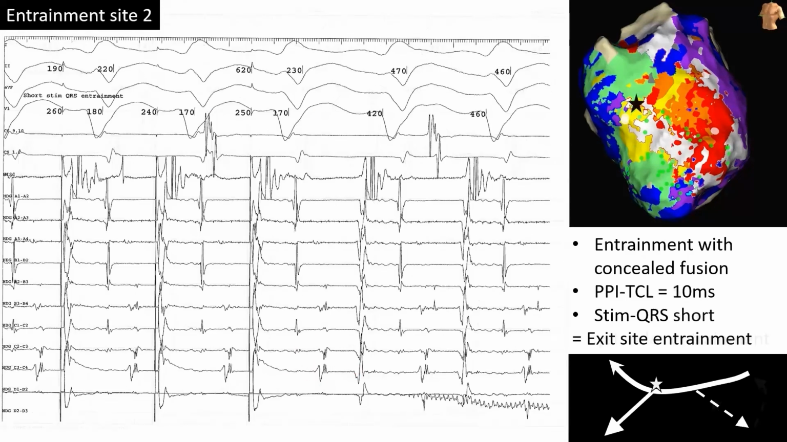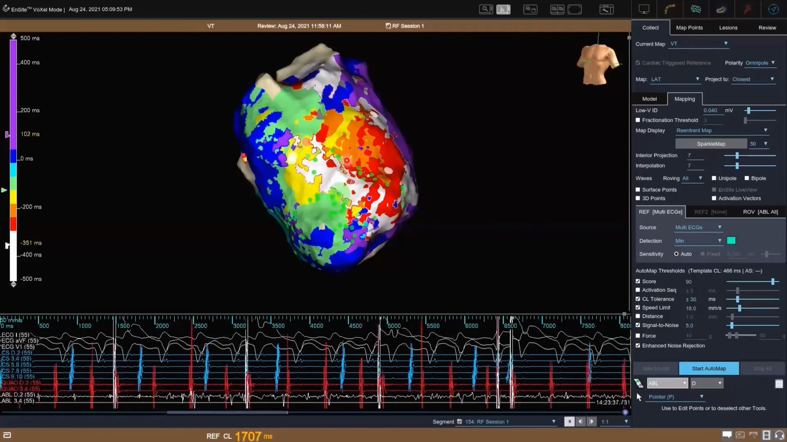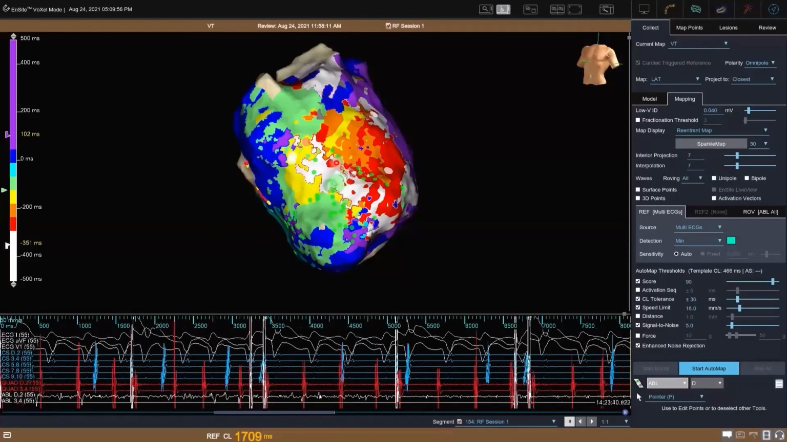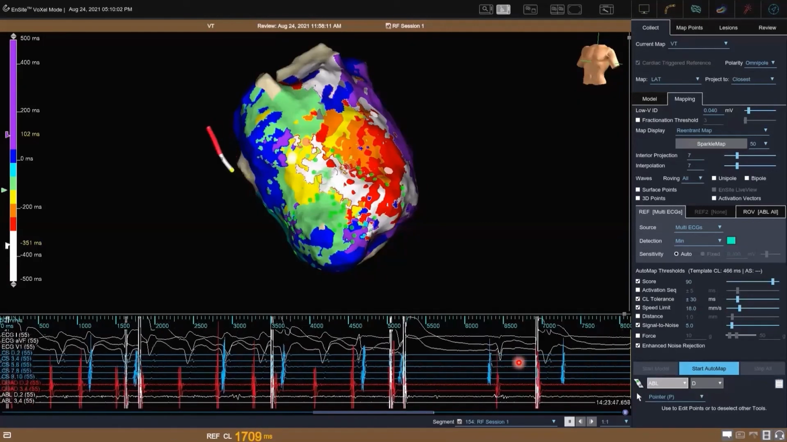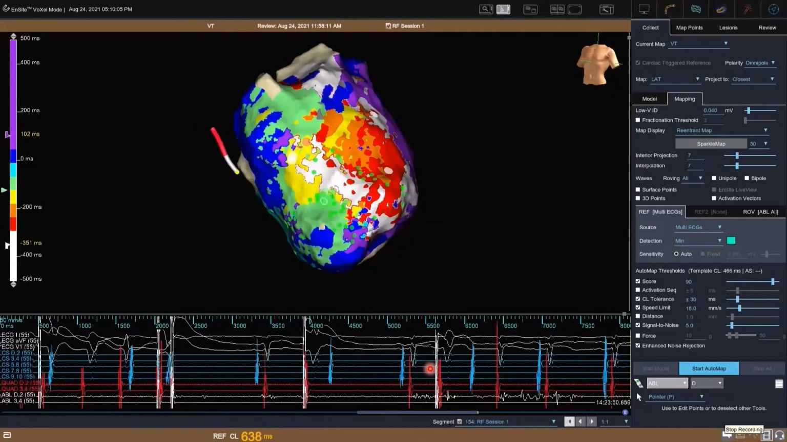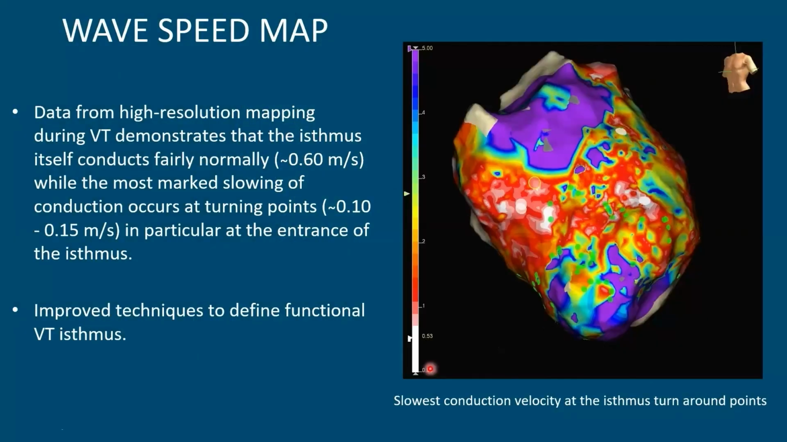This is entrainment from the black star, and we see a perfect QRS, entrainment with concealed fusion or exact entrainment with a good PPI. So we've got the ablation catheter at the isthmus site over these deep signals as well. We see VT at the bottom, and after a few seconds of ablation with our first burn, sinus is restored. Now we've looked at the wave speed map, and we know that the slowest areas are the entrance and the exit, which our wave speed map has shown. And this is similar data to looking at speed of conduction using bunching of isochrones.